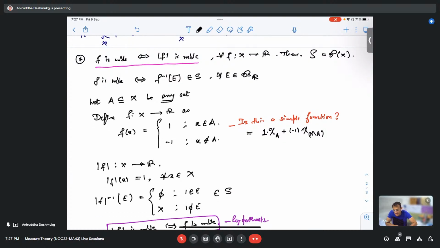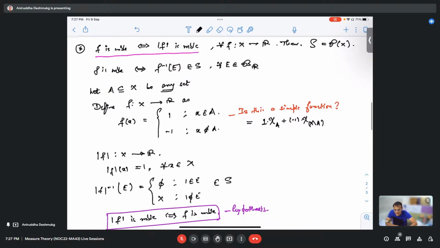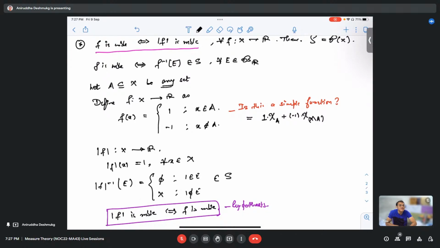Now one can define it in some different way, but this is the simplest way because we know that constant functions are measurable. So mod f becomes a constant function, and therefore we can proceed very easily.